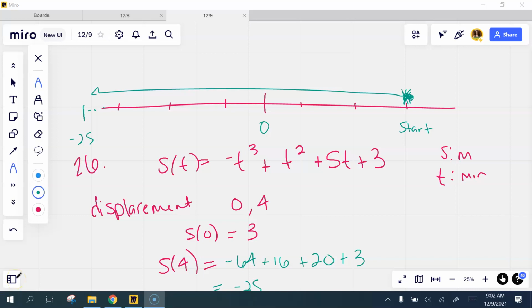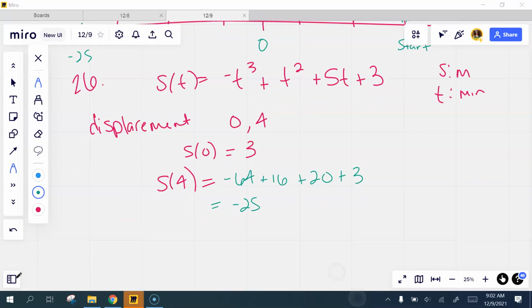What is our displacement here? We subtract, so it's ending position minus the starting position. So -25 minus 3, which would be -28. So it's end minus start, if that helps you.